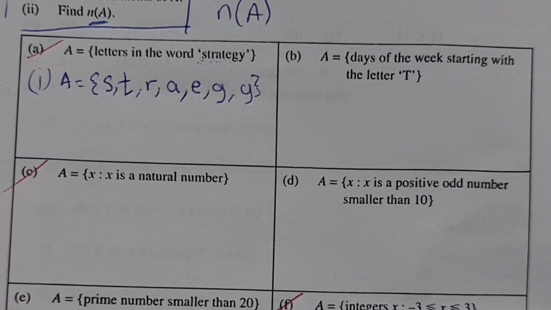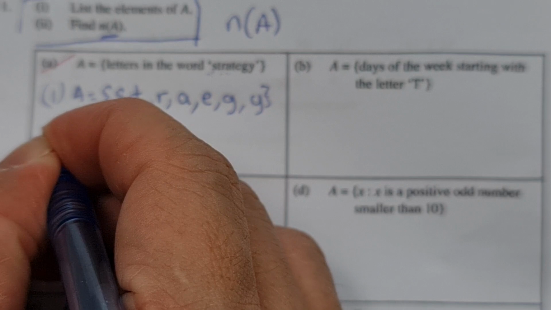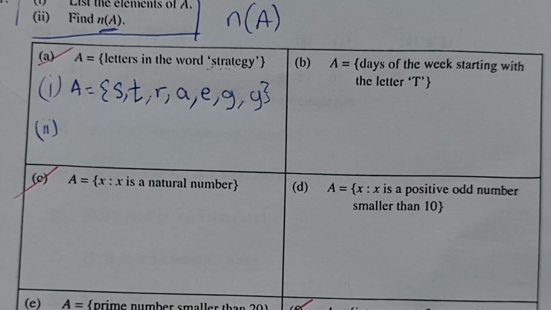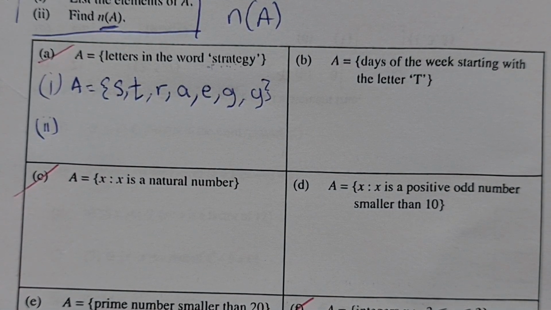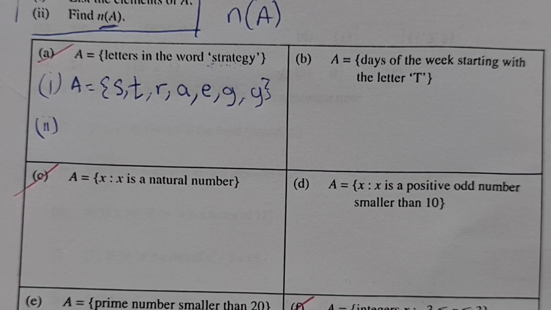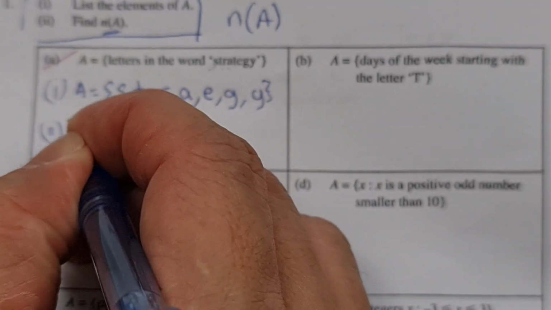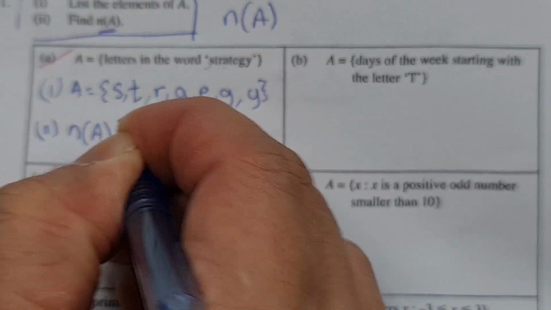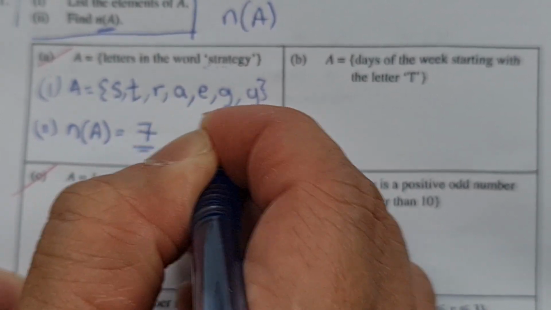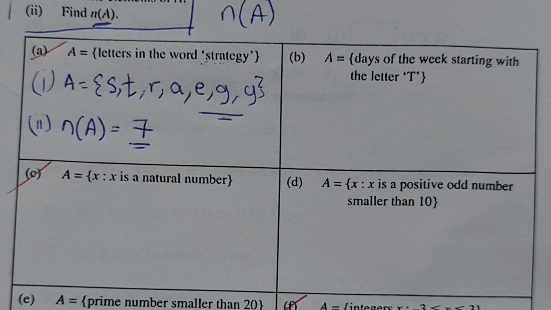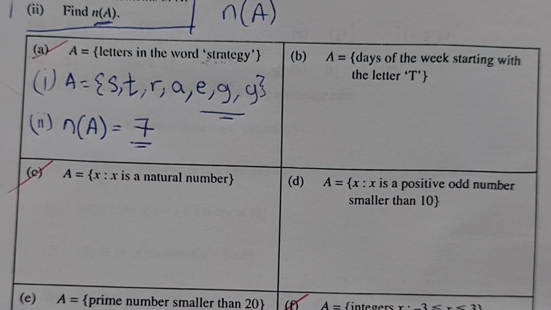Okay, so from here, let me just adjust a bit. We have answered the first question, list down the elements. Now the second question, we are supposed to find the number of elements. I repeat again, n(A) means number of elements, so we just need to count. 1, 2, 3, 4, 5, 6, 7. So n(A), which is the set, equals 7. That's all. Okay? So that will be for the first question.